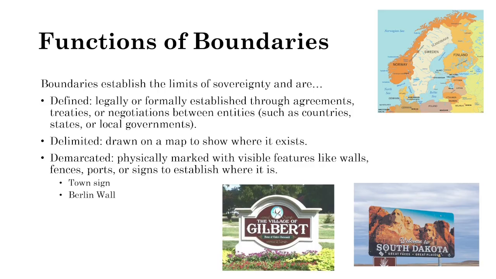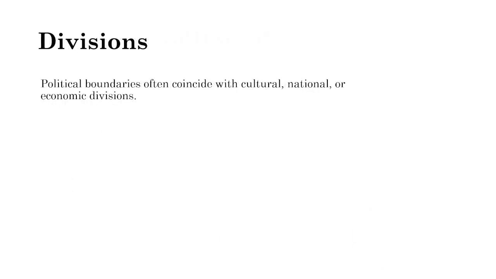The Berlin Wall, which separated East and West Germany during the Cold War, is another example as well as the Korean demilitarized zone, which is a more modern example because that separates North and South Korea. Let's go through some divisions that political boundaries coincide with. They coincide with different cultural, national, and economic divisions.